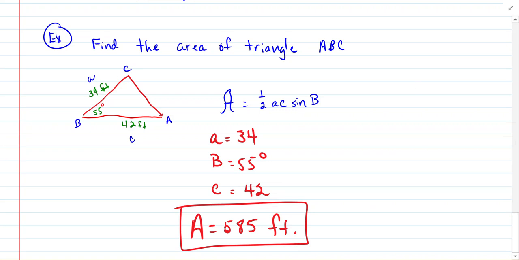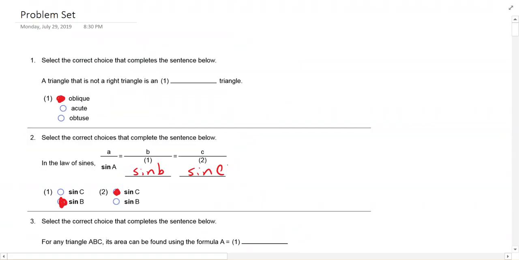Let's go look at our problem set. So the first one says select the correct choice. A triangle that is not a right triangle is, and that's oblique. Remember, that's the name of the section, oblique triangles. And so that's what we're doing when we don't have a right triangle. Number 2, in the law of sines, a over sine A equals b over, sine B goes here, c over sine C goes here.